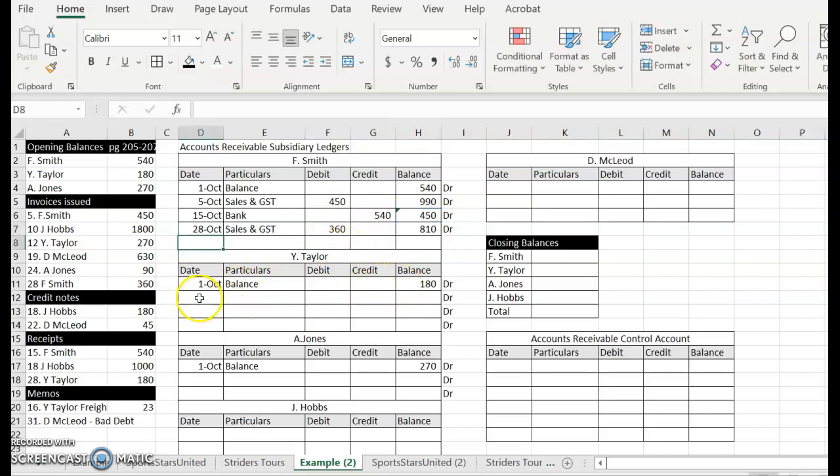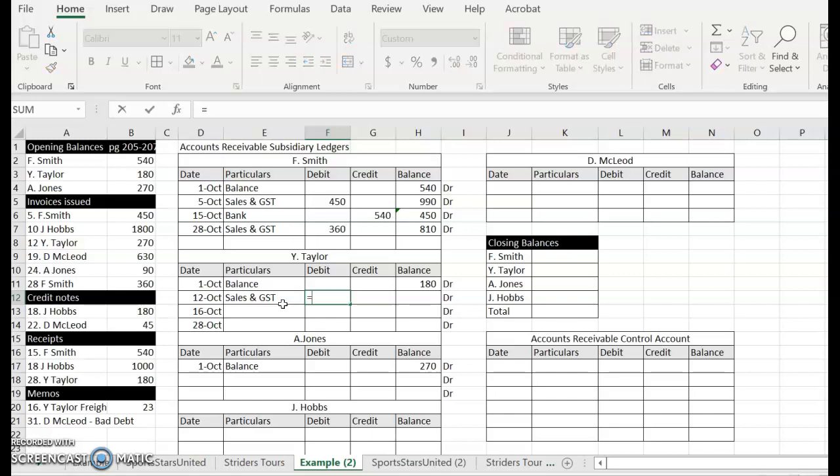Y. Taylor had an opening balance we've got. So in date order, we can see the next things are maybe the 12th, 16th, 28th. On the 12th, there was sales, so we can just write S again, and that'll all come up for us. And we'll reference it across to Y. Taylor. Because we sold, they owe us more, so we add it on.